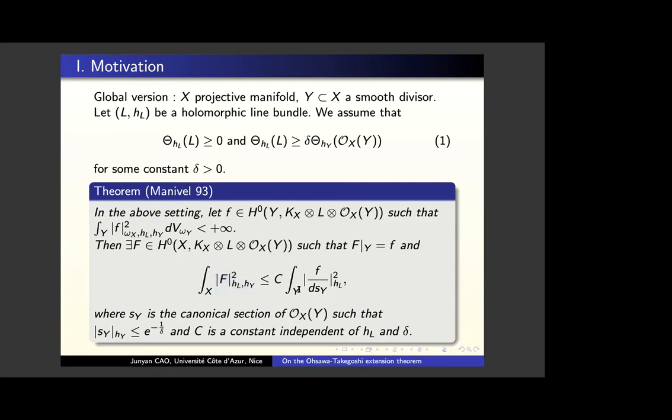And for the right-hand side, s_Y is the canonical section of O_Y, which means that it vanishes on Y. And we also need to add the normalization condition that its C0 norm is controlled by a constant which depends on delta.